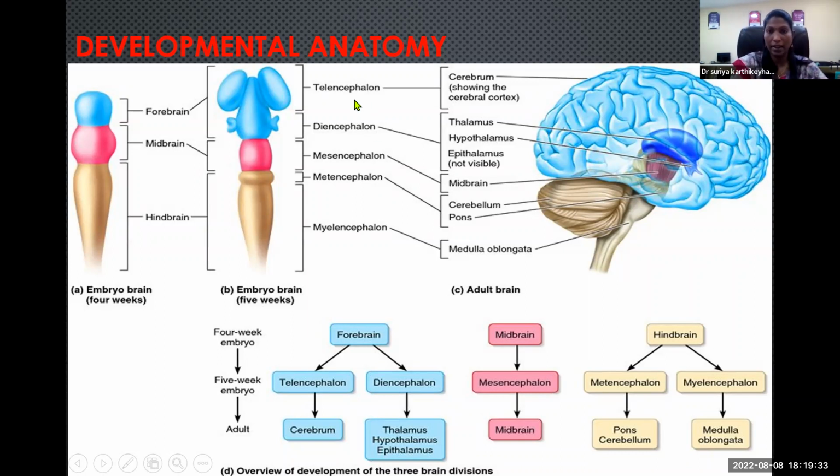I'll revise again. From the telencephalon, the cerebrum is formed, that is the cerebral cortex. The diencephalon is going to form thalamus, hypothalamus, epithalamus. The mesencephalon is going to form the midbrain, and the metencephalon is going to form the pons and cerebellum. The myelencephalon is going to form the medulla oblongata.